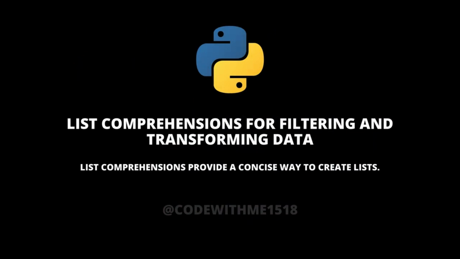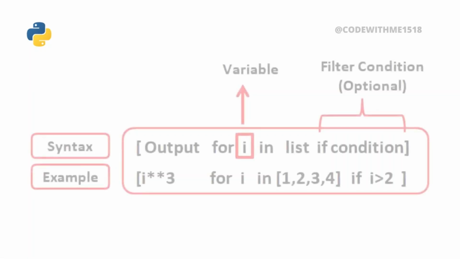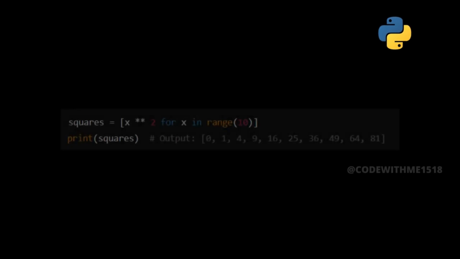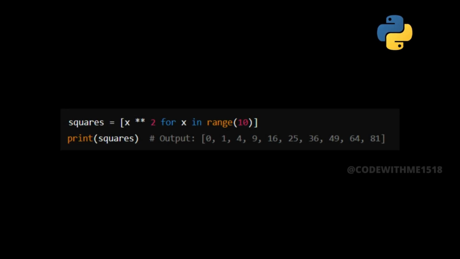List comprehensions for filtering and transforming data. List comprehensions provide a concise way to create lists. Here's a basic example of a list comprehension. In this example, the list comprehension generates a list of squares of numbers from 0 to 9.